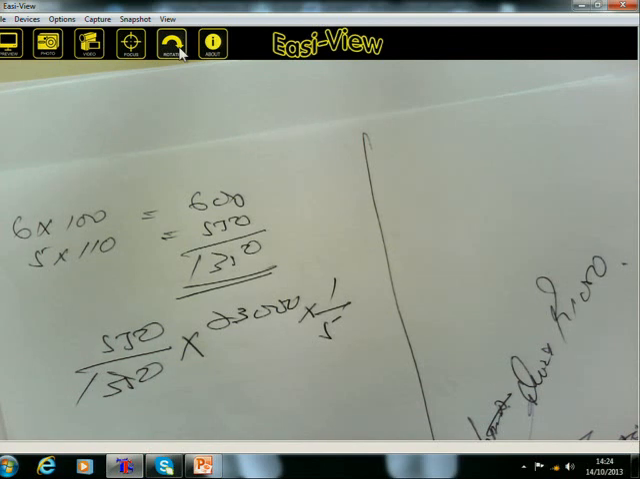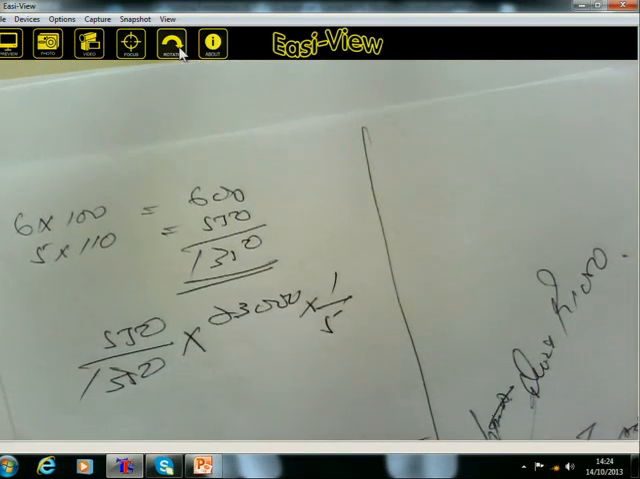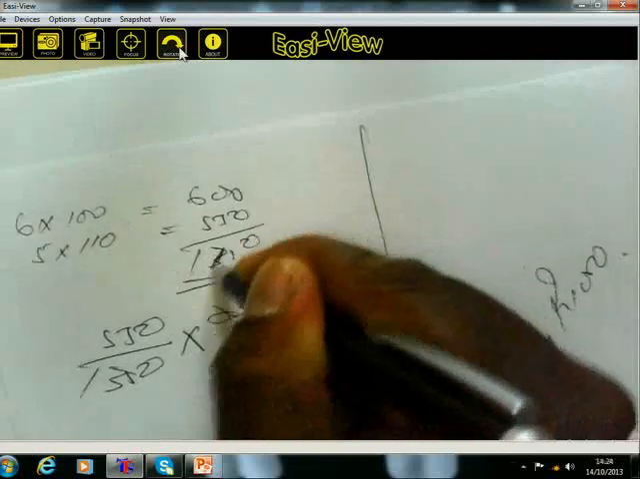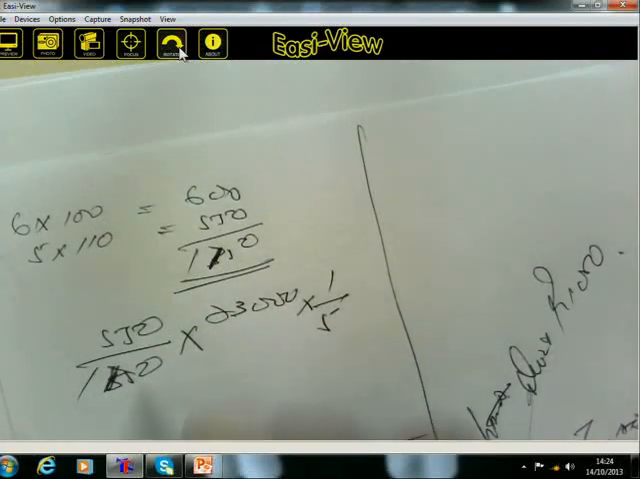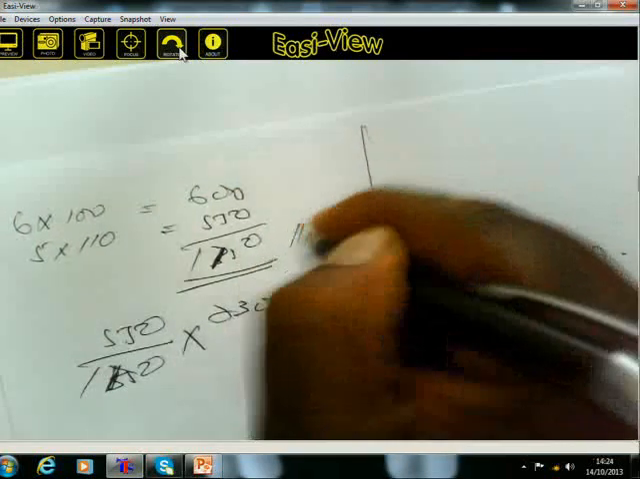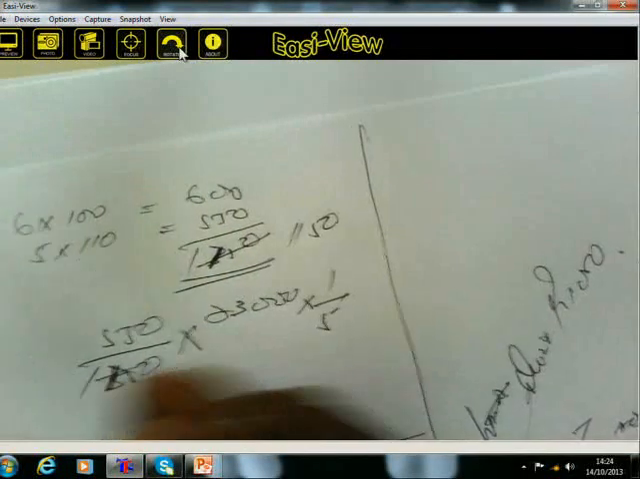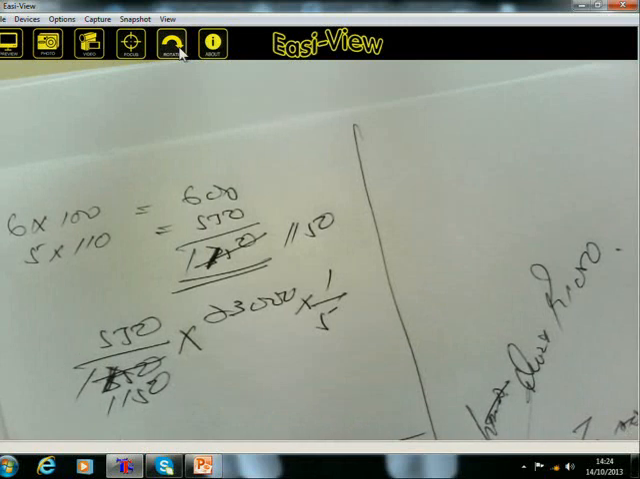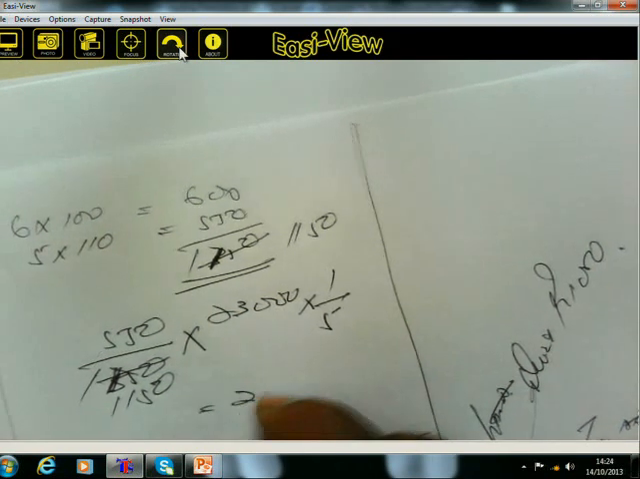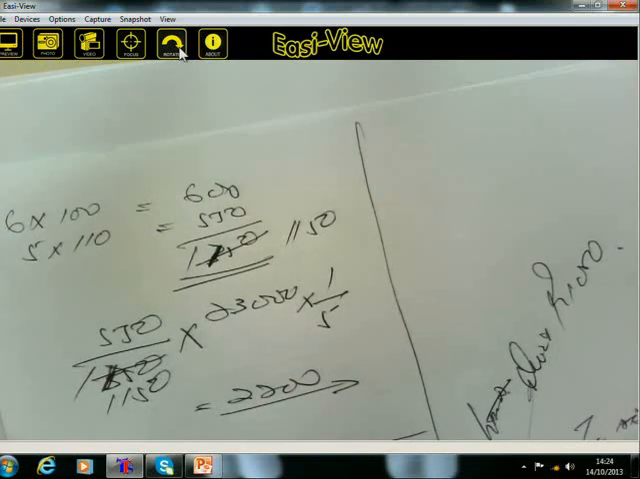Hey, this is not 1350. The 11 is the figure, sorry. It's 1150, not 1350. Okay, pardon me. So it's 550 divided by 1150 times 23,000 divided by 5. That gives us 2,200. It's very direct.